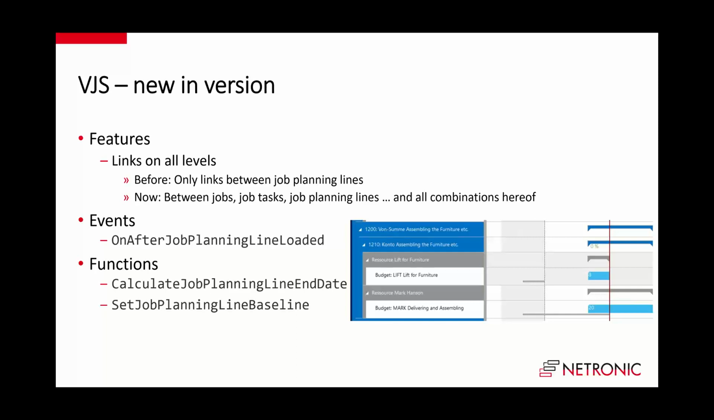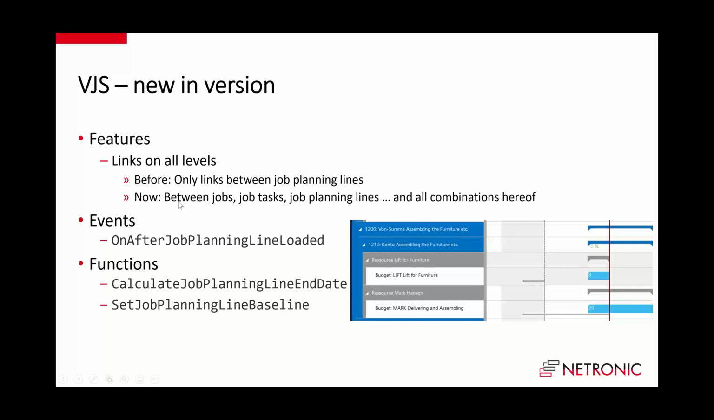So you can link a job with a job. You can link a job task with a job task, but you can also link a job planning line to a job task. You can link a job planning line to a job task to a job planning line. You can link a job to a job task. So all combinations are possible, and while you do so, we always check that you are not creating some circular links. Then we give you a warning.